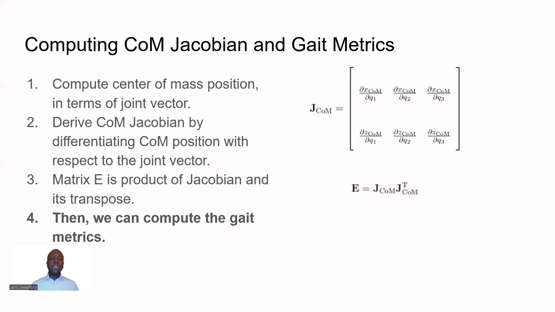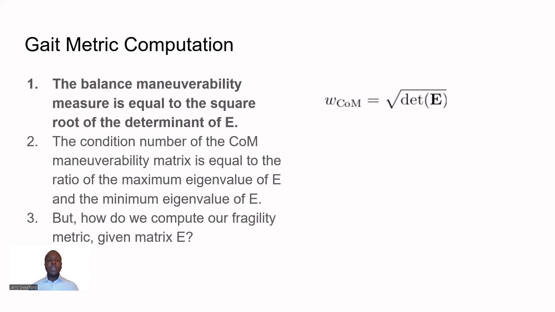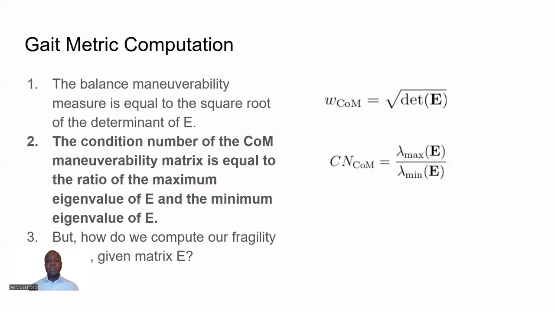After that, we can go ahead and compute the gait metrics that we talked about before. Those three gait metrics are the balance maneuverability measure, the condition number of the center of mass maneuverability matrix, and my metric, the fragility metric. Just to recap, the balance maneuverability measure is equal to the square root of the determinant of matrix E. So we take the determinant of E, take the square root, and that is the BMM. For the condition number, we take the maximum eigenvalue of E, divide that by the minimum eigenvalue of E, and that gives us the condition number.